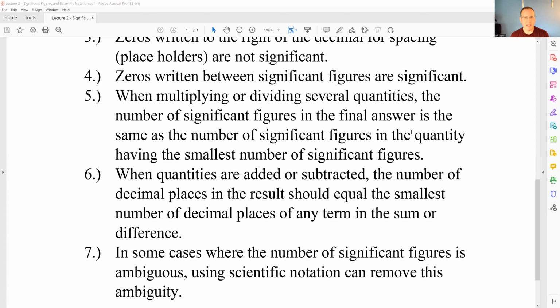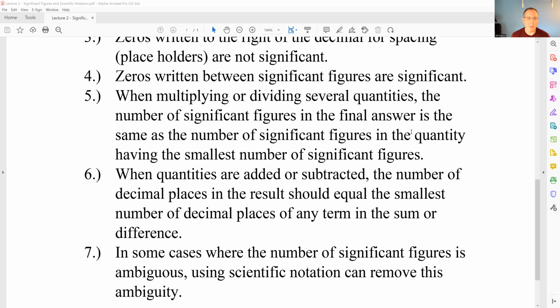Okay, so rule 5 says, when multiplying or dividing several quantities, the number of significant figures in the final answer, so in the result, is the same as the number of significant figures in the quantity having the smallest number of significant figures. So you always round the result to the number that has the smallest number of significant figures, okay? So that's for multiplying and dividing. Rule 6, when you add or subtract quantities, then the number of decimal places in the result should equal the smallest number of decimal places of any term in the sum or difference. So you're basically rounding to the least significant digit in that case.